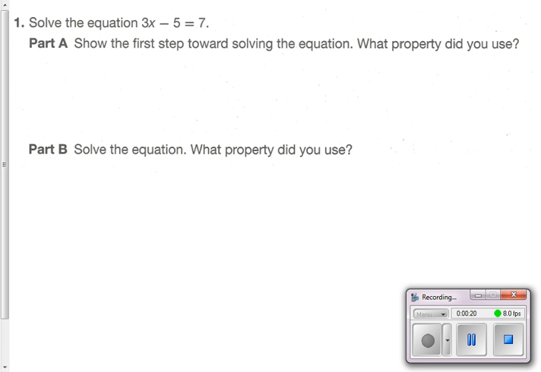So in example 1, they ask you to solve the equation 3x minus 5 equals 7. Part A says, show the first step towards solving the equation. What property did you use? That property is the property of equality.